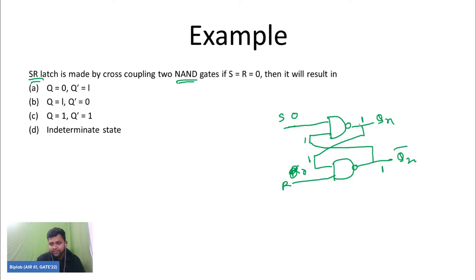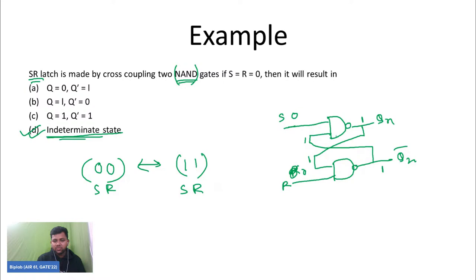So which state is this in the SR latch? We have talked about this: it is an intermediate state, or we also say an unused state. So D is the correct answer. You can see now that for SR value 0, 0, we are getting the intermediate state. When we build this with NAND gates, everything is the same, except that the 0, 0 SR value is swapped with the 1, 1 SR value. This is the difference when we use NAND or NOR.